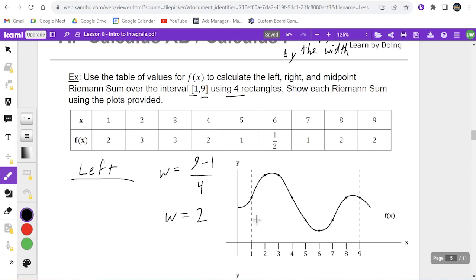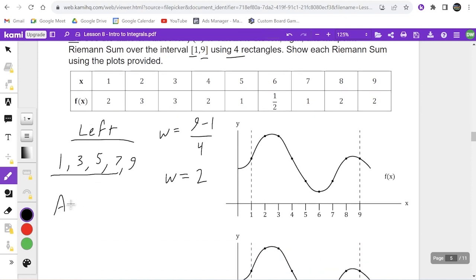And again, if I want the left Riemann sum, I'm going to start at 1. I'm going to count by 2 because that was my width. So it's 1, then 3, then 5, then 7, then 9. And if I want the left Riemann sum, I'm doing the left 4 numbers, or should I say 1, 3, 5, 7.